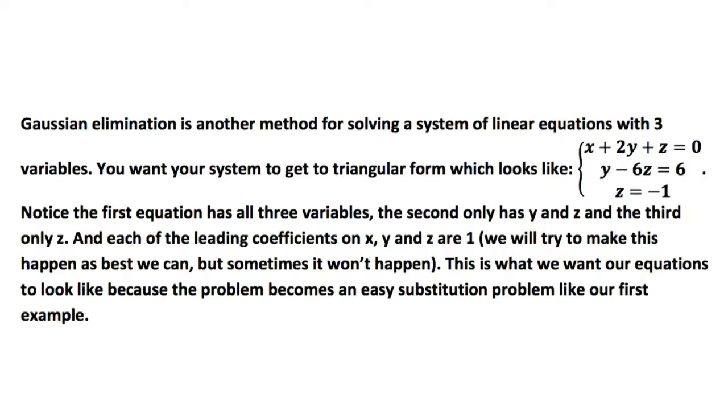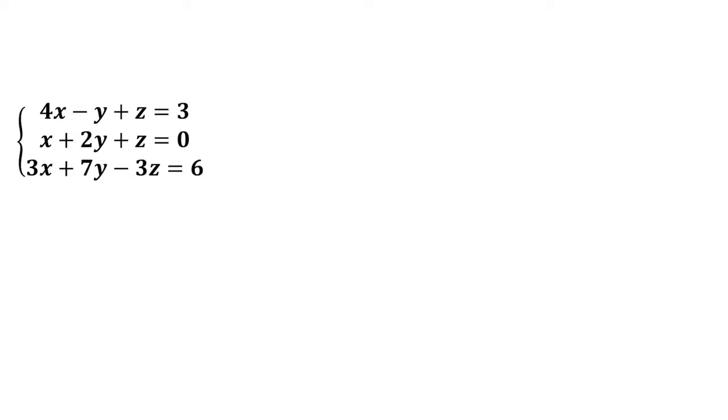Now let's try a problem together. Here's our problem. It says 4x minus y plus z equals 3, x plus 2y plus z equals 0, 3x plus 7y minus 3z equals 6. Now with Gaussian elimination, we have to, and I want to stress the phrase have to, start out by eliminating our x. So the first thing I'm going to do is combine our rows 1 and 2.